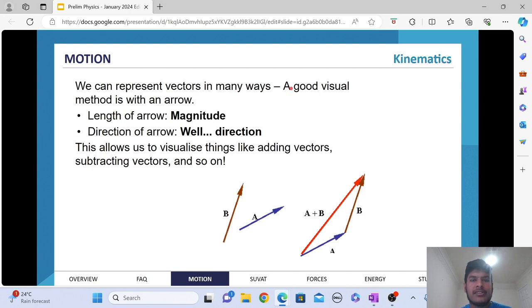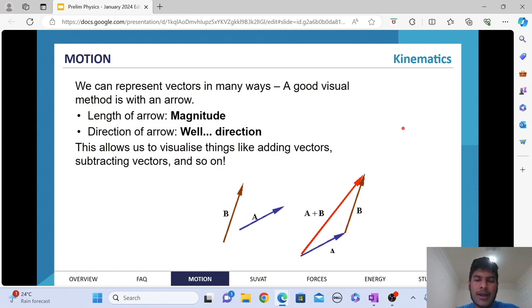Now, we can represent vectors in many ways. A good visual method is an arrow, like I said here. The arrow has a length, which corresponds to the magnitude, and the arrow has a direction, corresponding to the direction. So the longer the vector, the greater the magnitude. Sometimes people use a scale to draw them. It's not always drawn to scale, but you can use a scale. So maybe 30 meters might correspond to 5 centimeters, and so 60 meters is going to correspond to 10 centimeters, so you're going to draw your arrows like that.